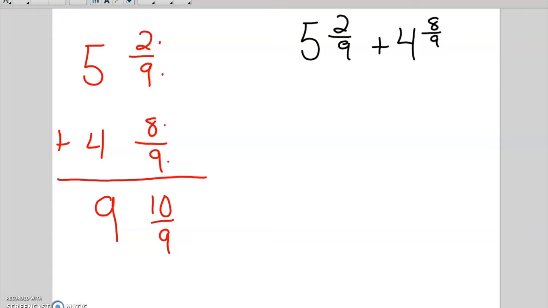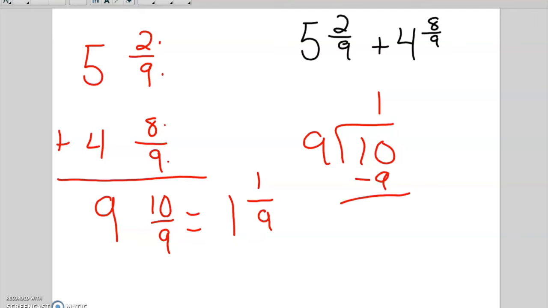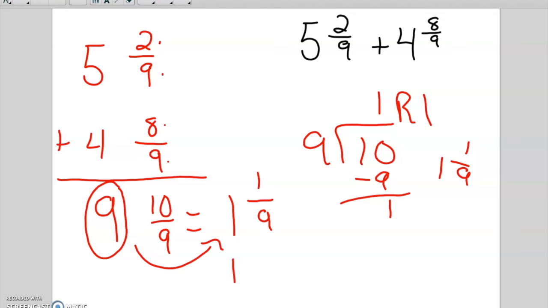Well, we can't leave it that way. So how many 9s fit into 10? That's 1. And there's 1 left over. Bottom stays the same. Just to show you again how I got that. So that's 1 and 1/9. Okay, then we have to add this 9 to that 1, and it is 10 and 1/9. Okay?